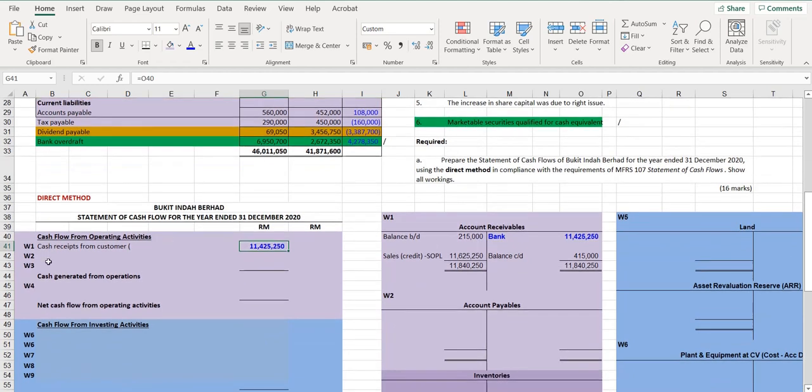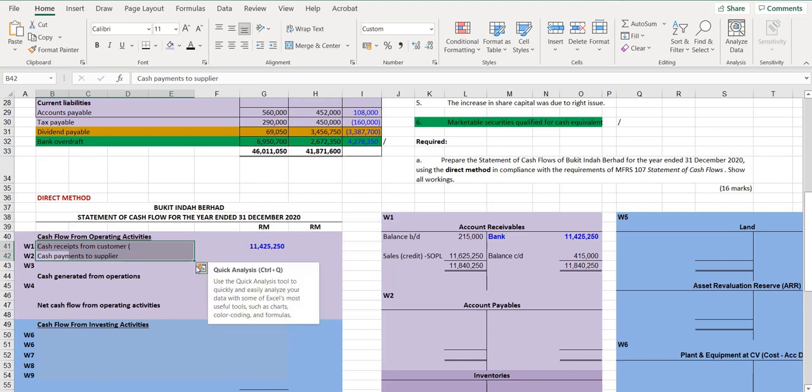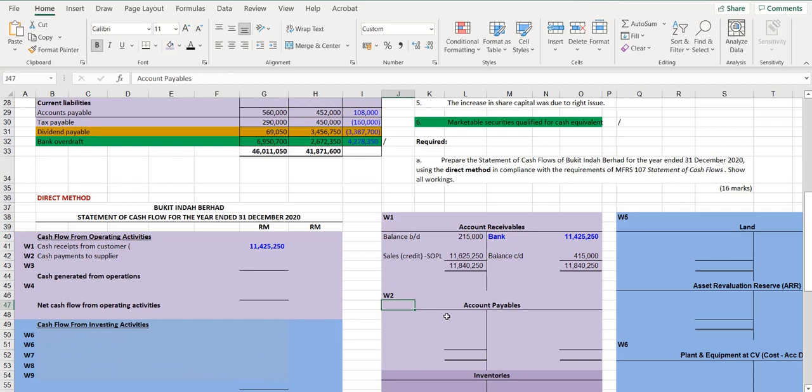The next task is to find out the cash payment to suppliers. Cash payments to suppliers means what we paid to our accounts payable after we have bought goods on credit or taken up their services on credit. What you should do first is to find the balance at the beginning of the year for the accounts payable. We are trying to find the payment that we made, meaning how much is credited to our bank account. This side, on the debit side, we're trying to find this.